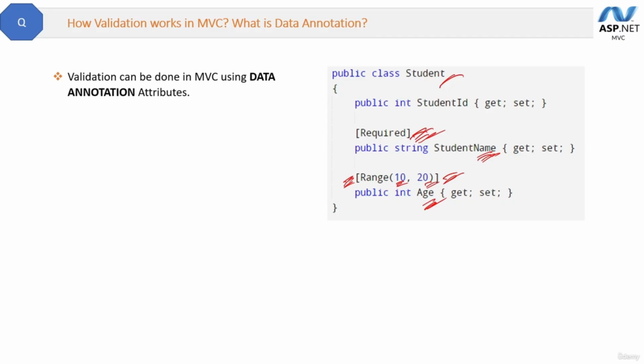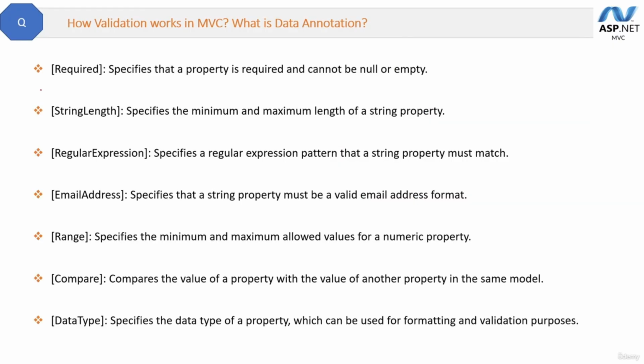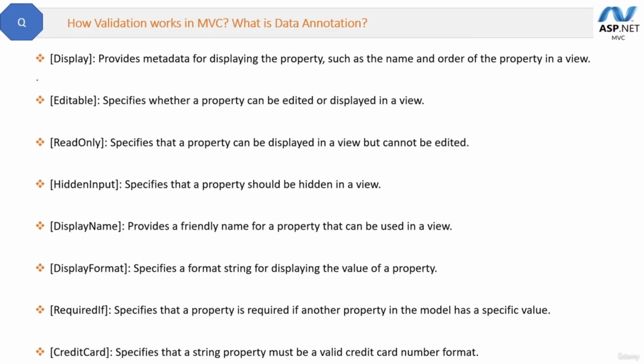Now similar to Required and Range, we have many other validations like these here: StringLength, RegularExpression, EmailAddress, Range, Compare, DataType, and then we have some more. I am not going to explain all of them because it will be too much for you to remember. If you want, just pause the video here and go through them, and whichever you relate with, have used in your past projects, you can remember them. If you can remember 4 or 5, that is great to know. So this is about data annotation and validation in MVC.